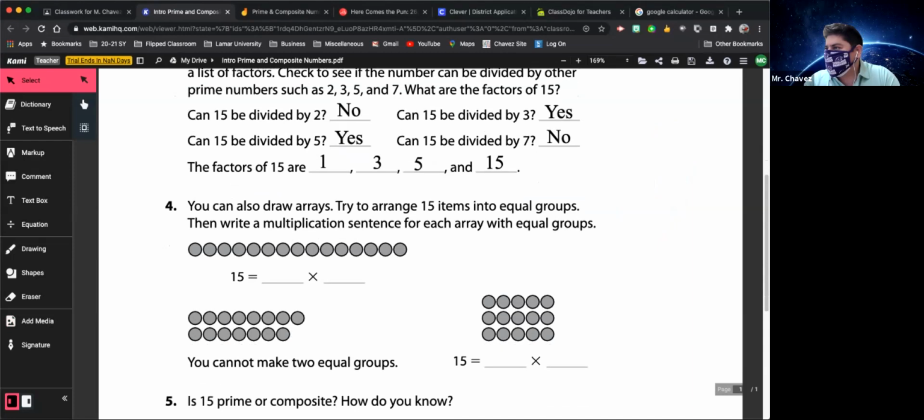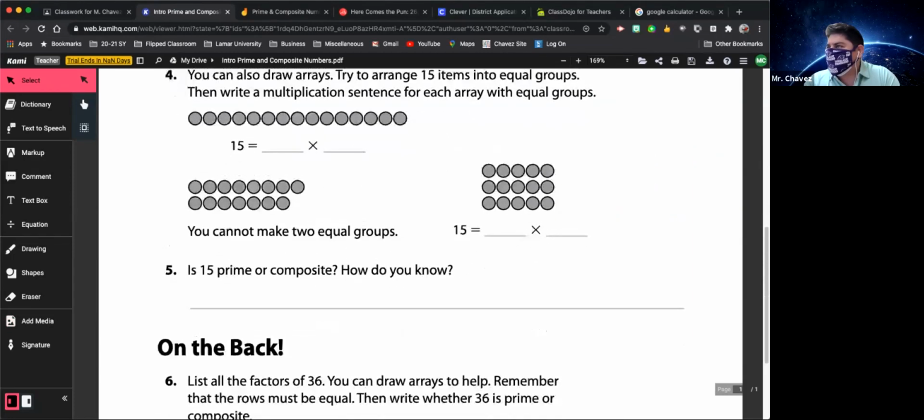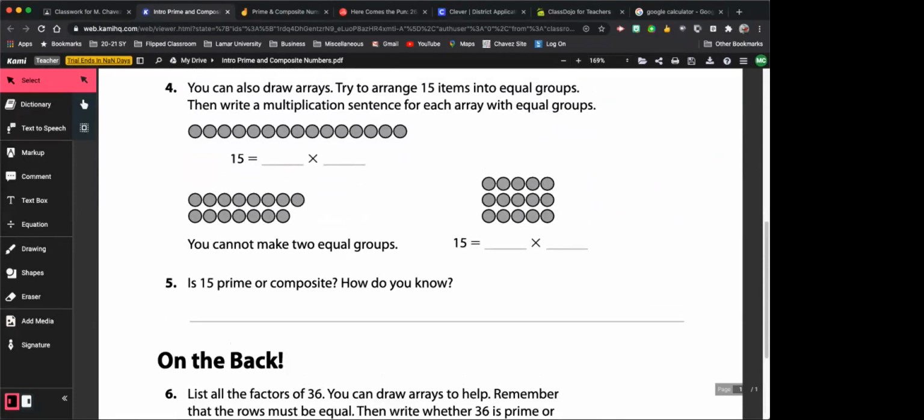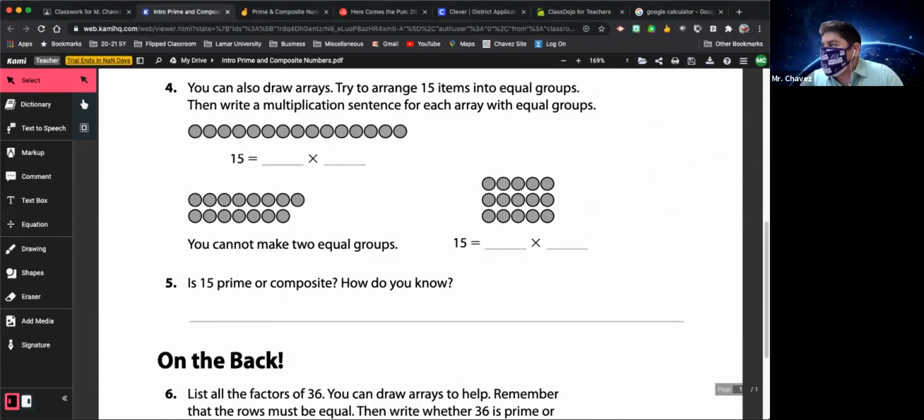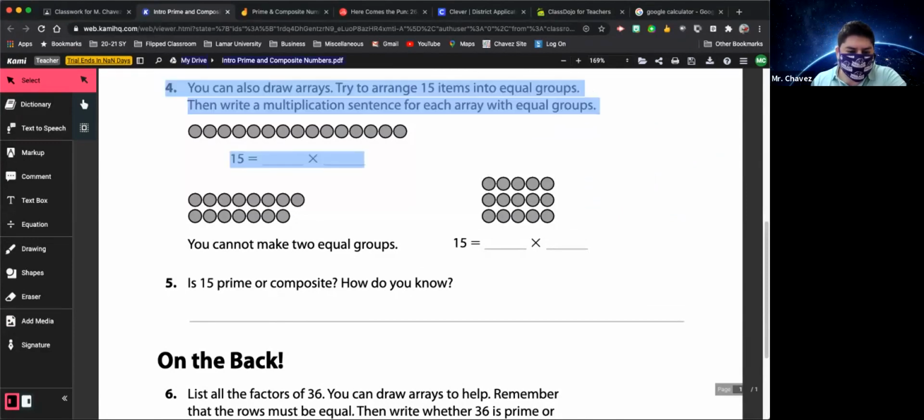So there's our factors right here. Now right here, number 4, you can also draw arrays to arrange 15 items into equal groups. Then write the multiplication sentence for each array with equal groups. You cannot make 2 equal groups. So here, let's look at the array. You should have done basic facts like this in 4th grade. If you haven't, we're going to do it right now.